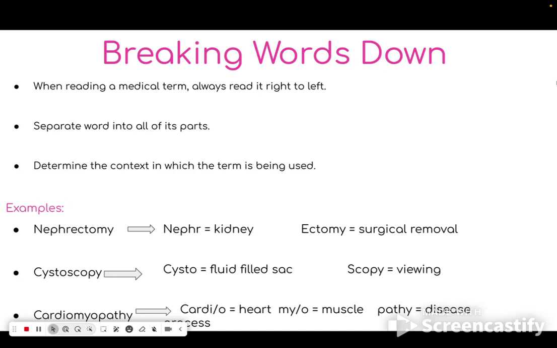Some examples of breaking words down are nephrectomy, so you're going to start from the right. So -ectomy is surgical removal, and neph is kidney. So this would be surgical removal of the kidney. Cystoscopy. -Scopy is viewing, and cysto is a fluid-filled sac. Cardiomyopathy. -Pathy is disease process, myo is muscle, and cardio is heart. So that's a disease of your heart muscle.